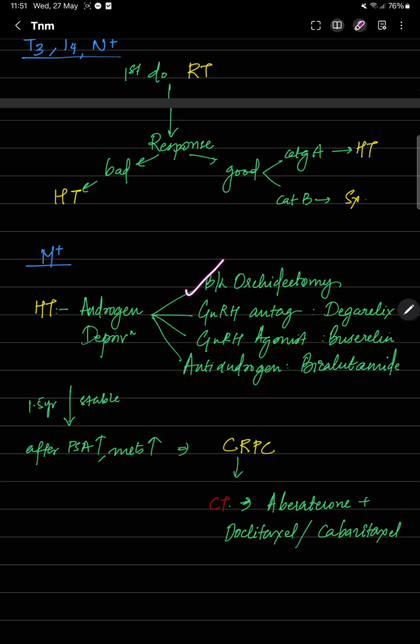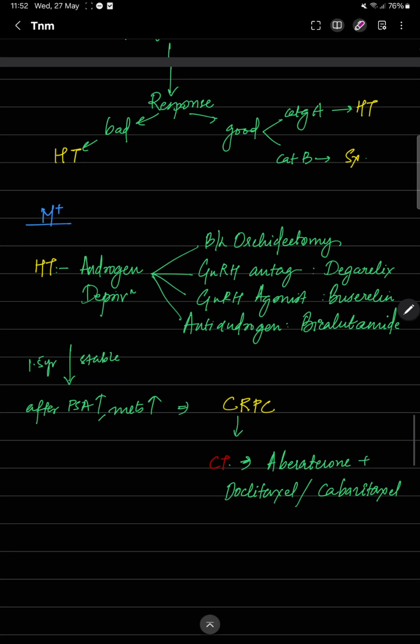So surgical means bilateral orchidectomy. Chemical means GnRH antagonists we are giving like degarelix. Then GnRH agonist in a continuous manner like buserelin. So when we are using the agonist, there will be an initial flare up. So we have to use anti-androgen along with that. That is example bicalutamide.